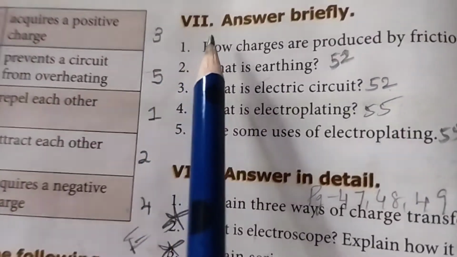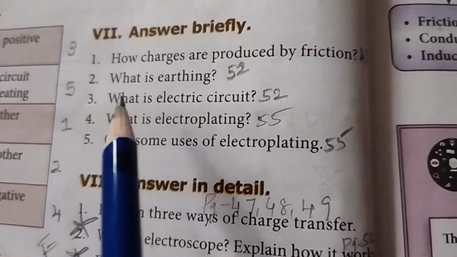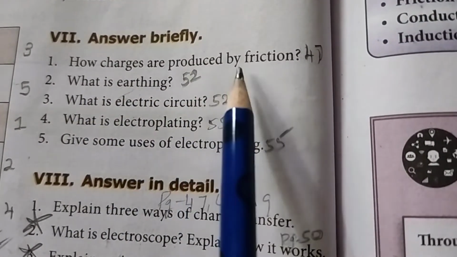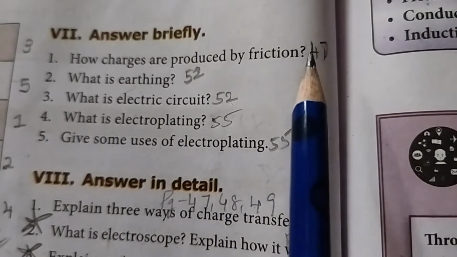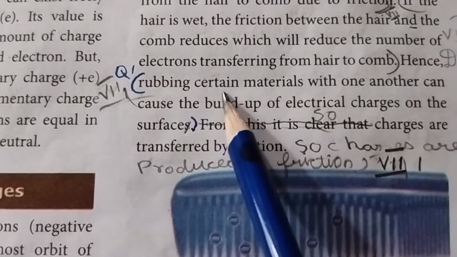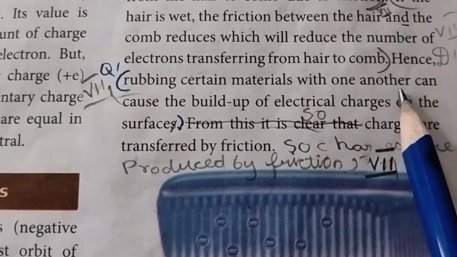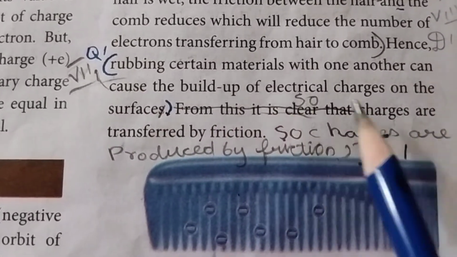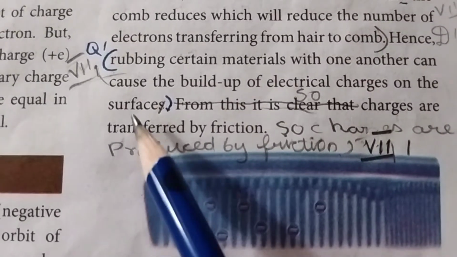Next, seventh Roman letter, answer briefly. First question, how are charges produced by friction? Take page number 47. Rubbing certain materials with one another can cause the build-up of electrical charges on the surface.